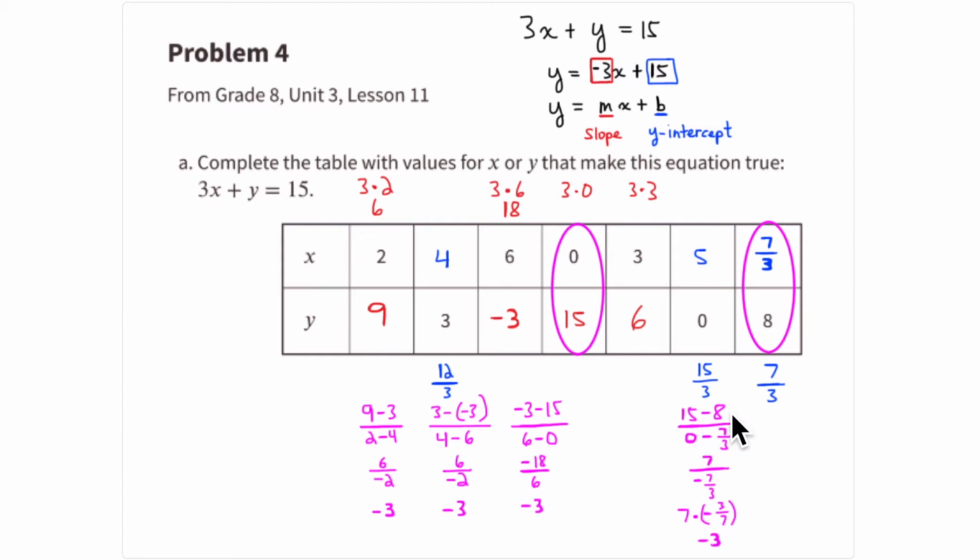So start at 8, end at 15. So that means you gained 7 units or $7. Again, if you're talking about money, you started out at 7/3, you end up at 0. That means you lost 7/3.